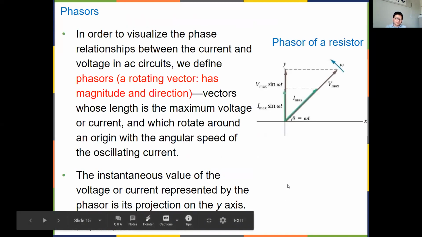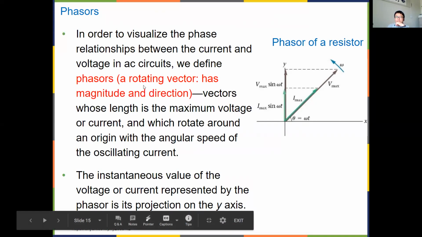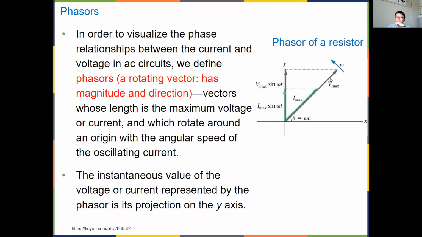All right. So today we are going to take a look at the concept called phasor. This is something similar to a vector. The phasor is defined as a vector whose length is the maximum voltage or current, and it rotates around the origin with the angular speed of the oscillating current. The angular speed will be 2 pi times f, the same as the angular frequency. So it rotates in that fashion.